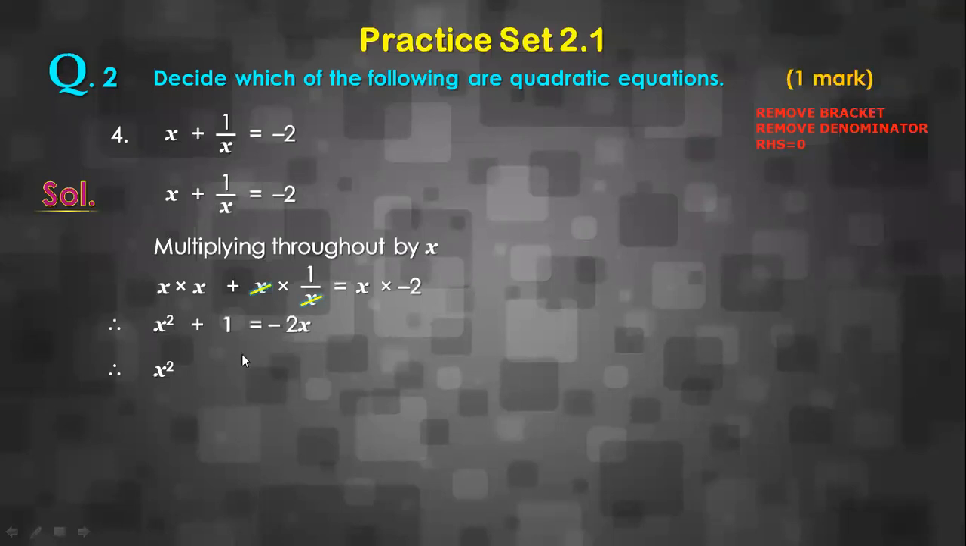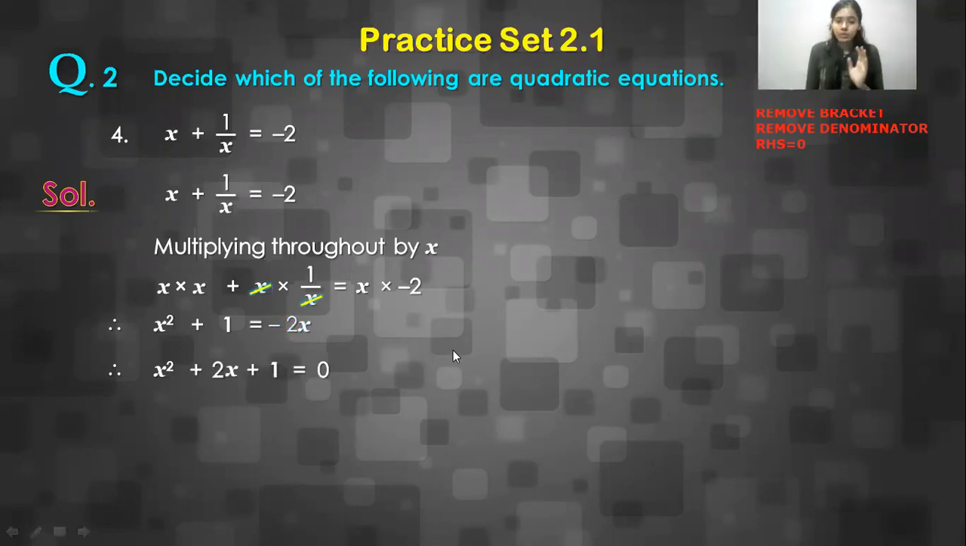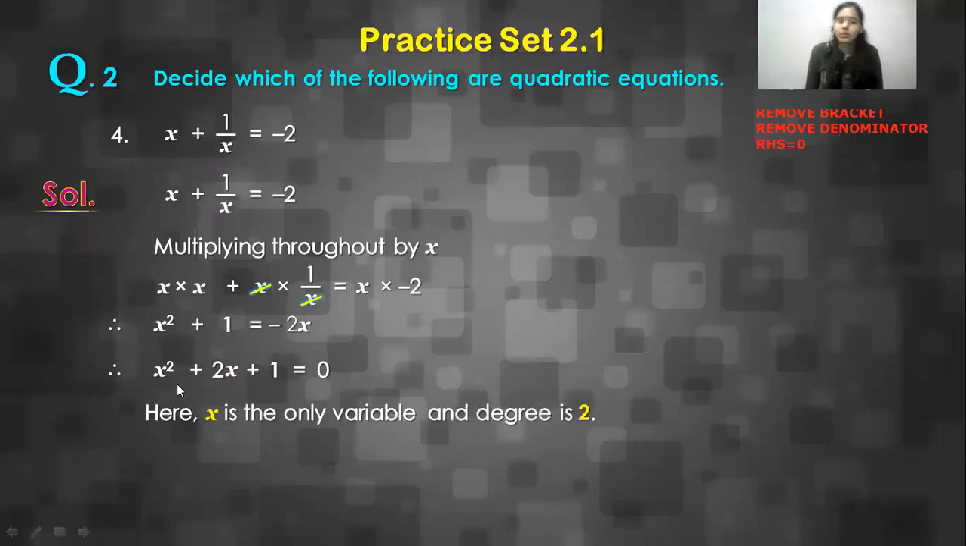So you get x square. When I shift this, जब हमने इसको shift किया from right to left, you are going to get plus 2x plus 1 is equal to 0. So we have checked all the three boxes, no brackets, no denominator, as well as no x is also 0. So when you check here, the variable x is the only variable present. Degree is also 2, which means we can say it is quadratic equation.